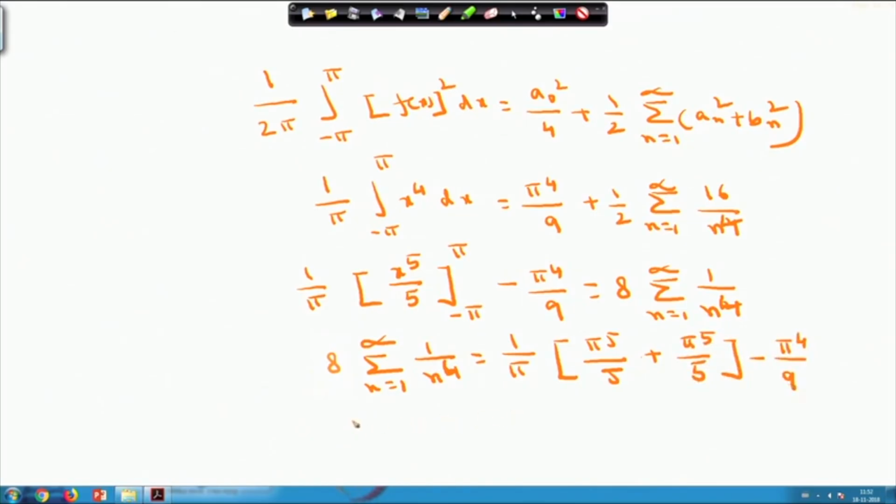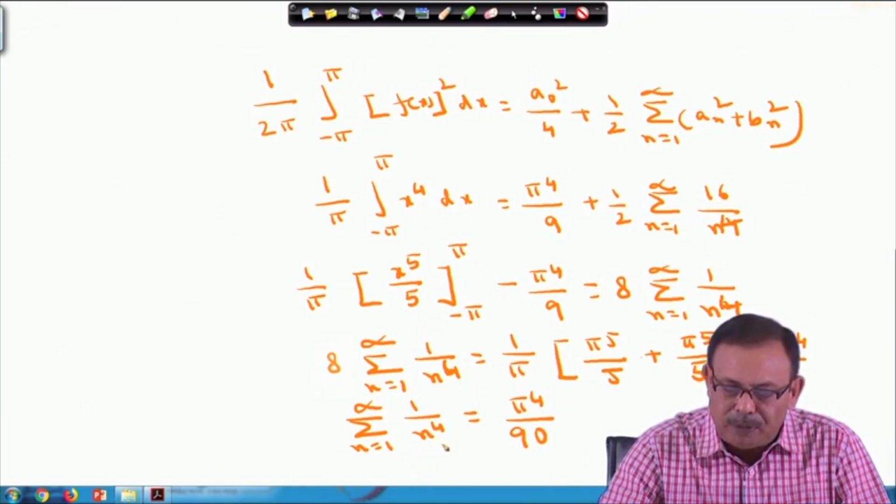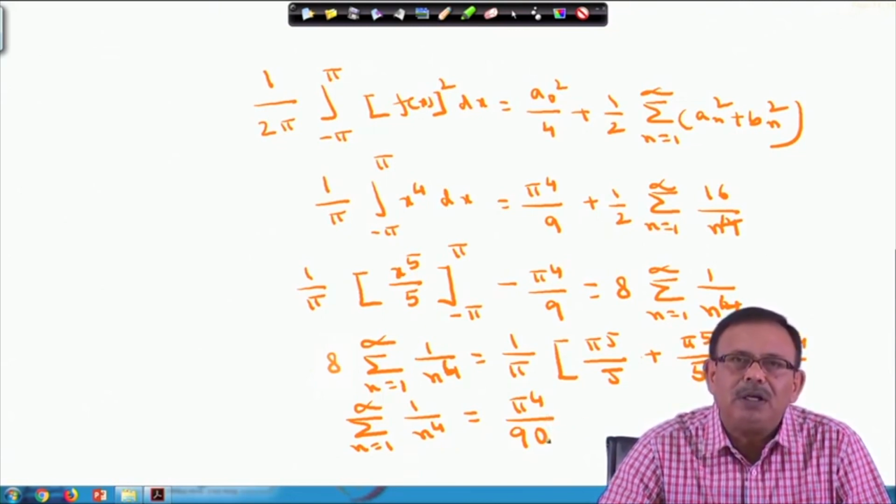And from here, summation n equals 1 to infinity 1 by n to the power 4. If I calculate, I will obtain the final value as pi to the power 4 by 90. So, therefore, the summation n equals 1 to infinity 1 by n to the power 4 equals pi to the power 4 divided by 90.